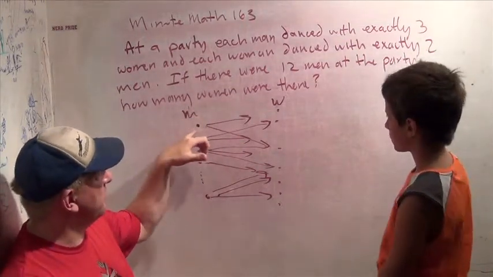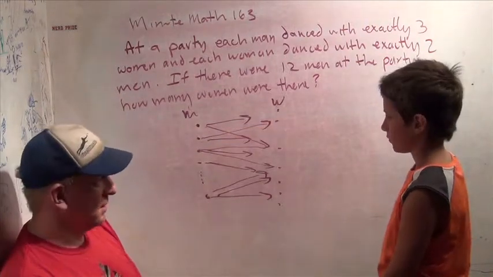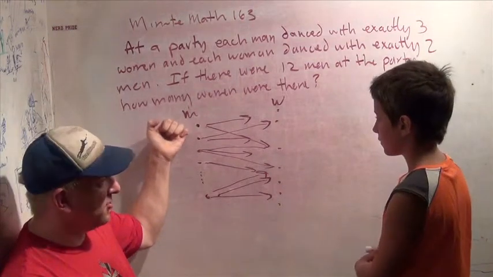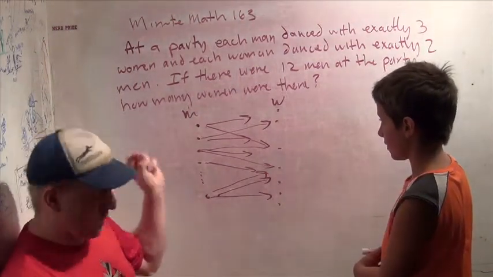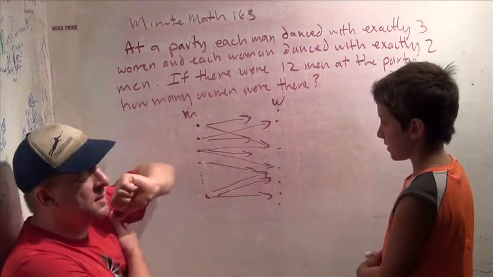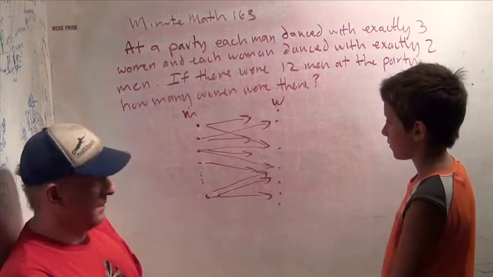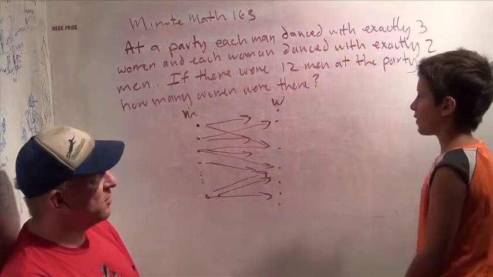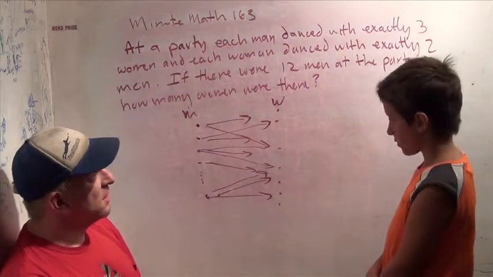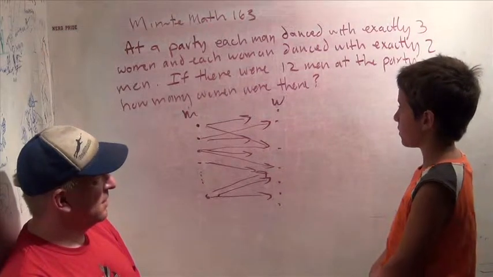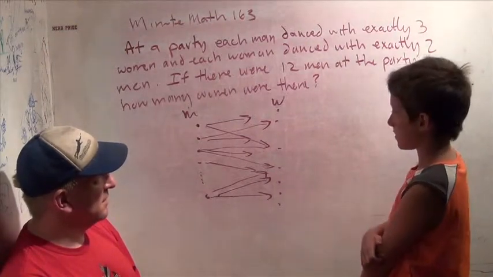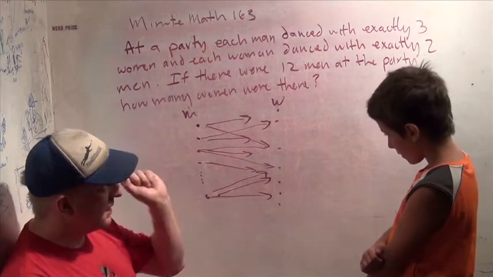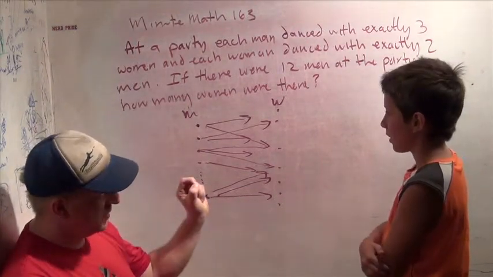Each arrow goes from a man to a woman. I haven't drawn it correctly, obviously. How many arrows leave from each man? 3 arrows leave. Great, and what do the arrows represent? The dances. Now, what's it going to look like coming the other way? How many arrows leave from each woman? Each woman has 2 arrows, because each woman gets 2 dances. Each woman dances with 2 men.